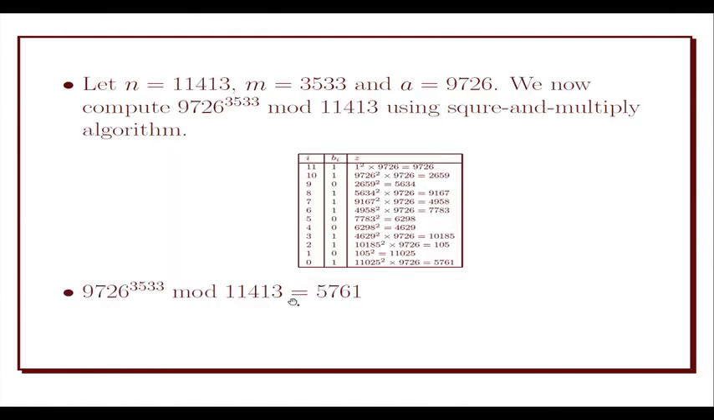Here is an example. Take n equal to 11413, m equal to 3533 and a equal to 9726, and suppose we want to compute 9726 to the power 3533 mod 11413 using the square and multiply method we have seen. We write m in binary form; this is the binary representation from b0 to b11.